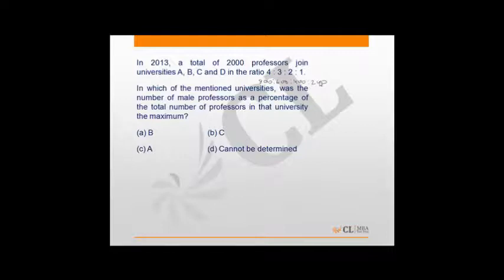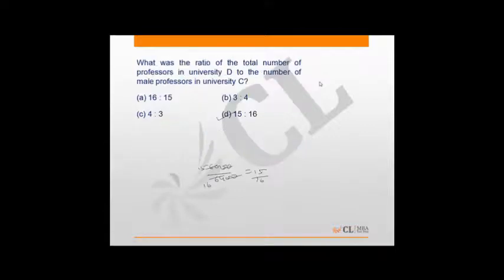Now, in which of the mentioned universities was the number of male professors as the percentage of total number of professors in that university the maximum? I have to find out the university in which the number of male professors as a percentage of total professors is maximum. Look, the first impression of this question is that we know that 800 professors went to University A, 600 went to University B, 400 went to University C and 200 went to University D. But we do not know how many of them are male and how many of them are female. So how do we calculate the percentage of male professors in each university?